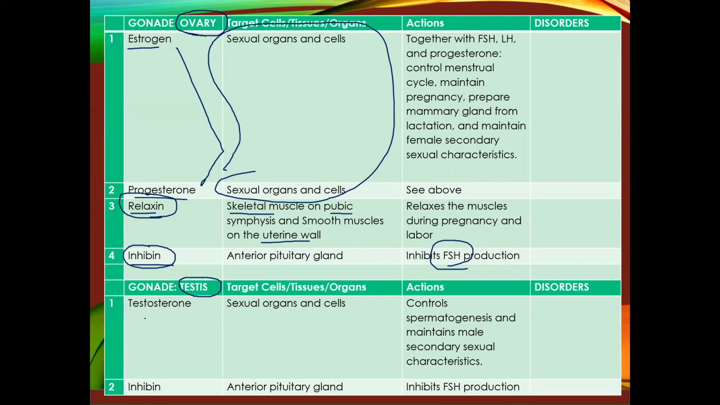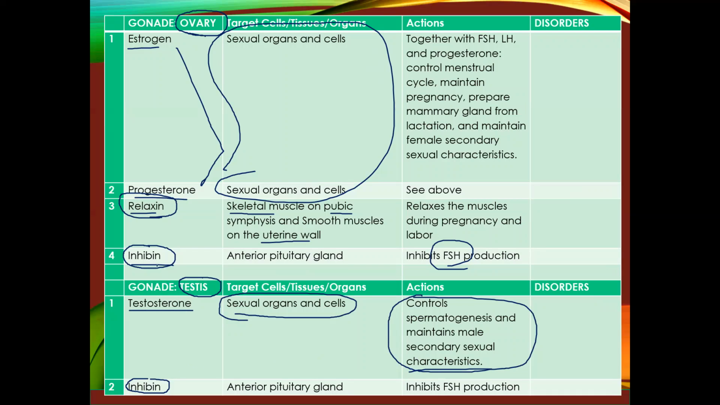Now for the male, the sexual organ is called the testicle, the sexual gland, and this testicle actually produces 2 hormones. Maybe we are familiar with testosterone, but there's a second hormone, it's called inhibin. So testosterone is the male sexual hormone. The target will be the male sexual organs, and the action will be controlling the male secondary characteristics.